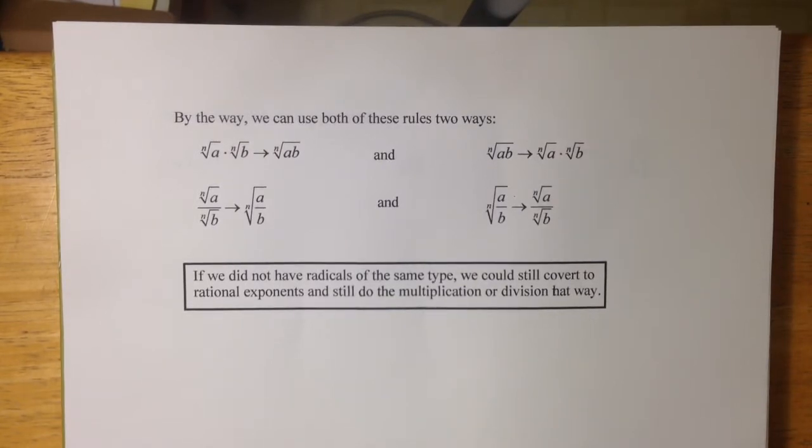All right, a final note before I move on to some examples. If we don't have radicals of the same type, these rules don't apply. However, you could still convert those radicals to rational exponents like we did in section 7.2 and do the multiplication or division that way.